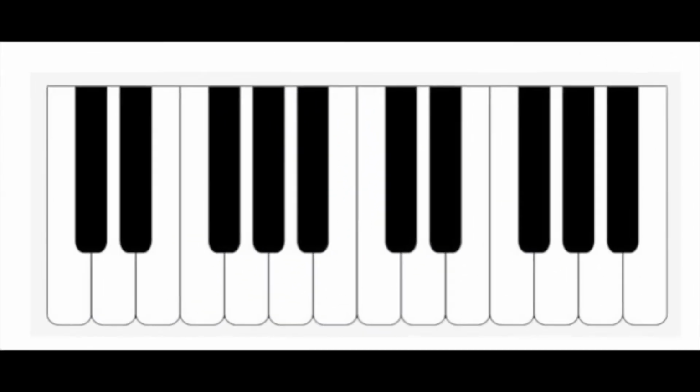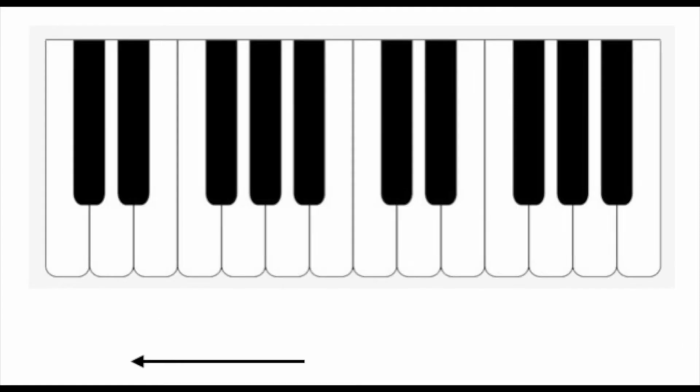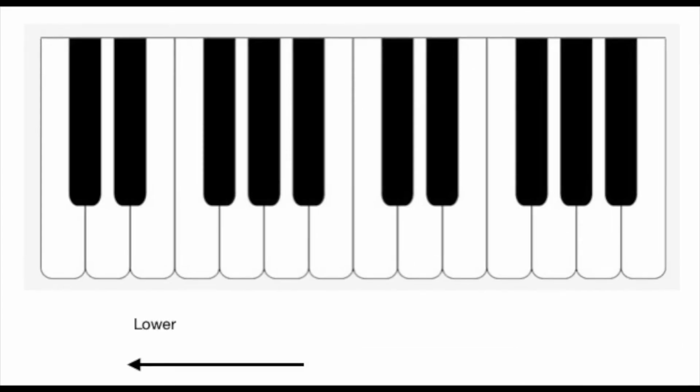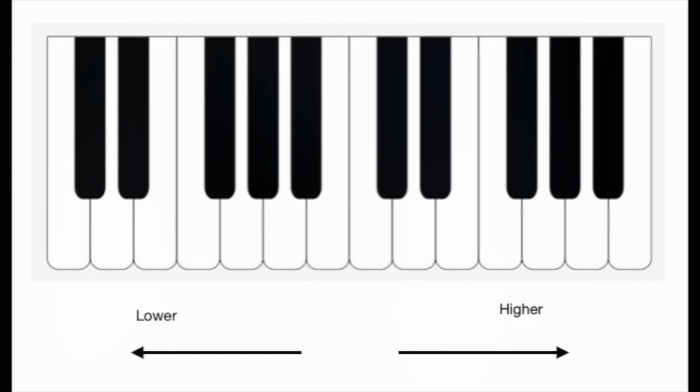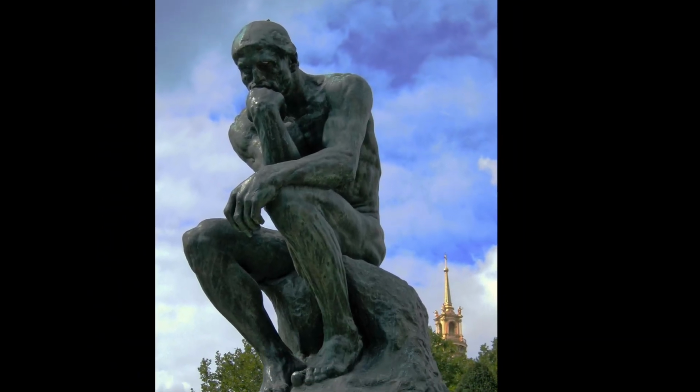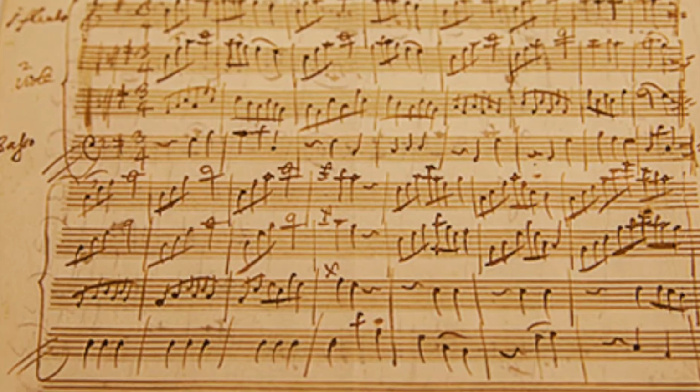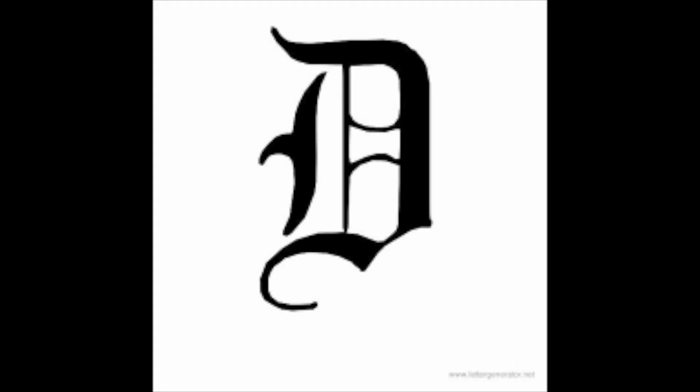Here are 2 octaves on a piano. You can see that there are 2 separate groupings of black notes and a bunch of white notes. Now, if you go to the left of the keyboard, the notes get lower. On the opposite side, if you go to the right, they get higher. Now, you might be thinking, what are these notes and where do they come from? Something to know is that the white keys are named using the first 7 letters of the alphabet.